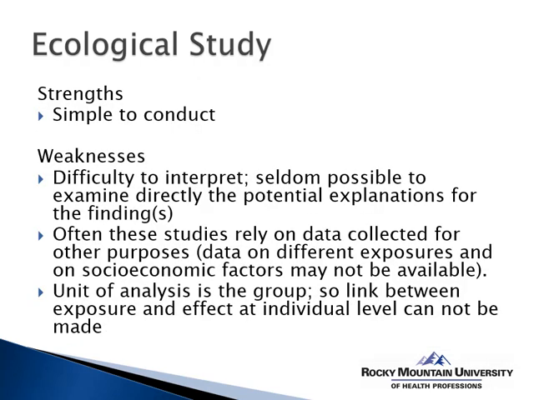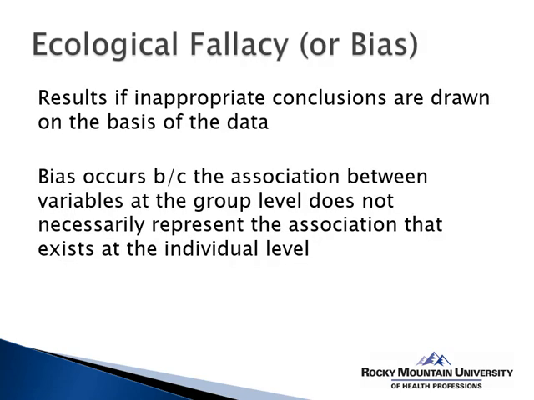Ecological studies are simple to conduct, difficult to interpret, and seldom make it possible to examine directly the potential explanations for the findings. Often these studies rely on data collected for other purposes. The unit of analysis is the group, so the link between exposure and effect at the individual level cannot be made. The bias, or the ecological fallacy, results if inappropriate conclusions are drawn on the basis of the data. Bias occurs because the association between the variables at the group level does not necessarily represent an association existing at the individual level.